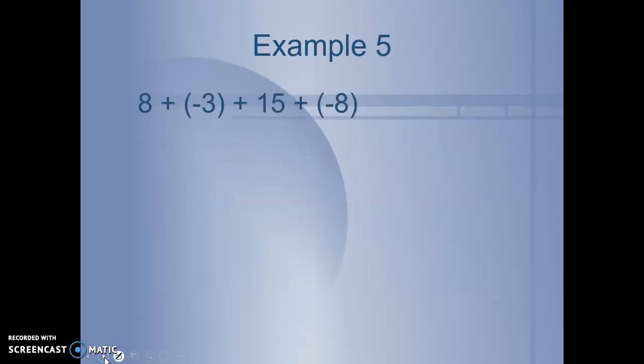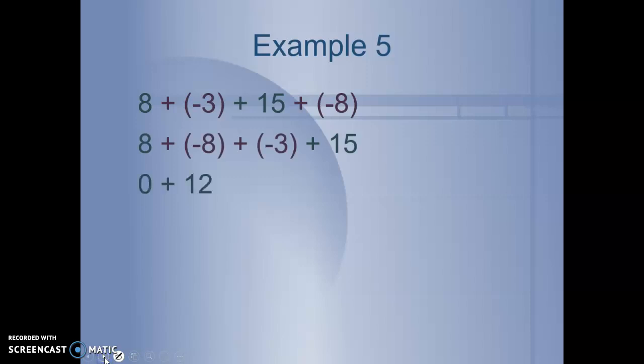Here's another example to try on your own. Pause this video and see if you can work it out. We're going to group our negative numbers together here. Now, we said 8 and negative 8 is 0. That was one of our properties of addition, so they canceled each other out, which left us with negative 3 and 15. And thanks to our properties, we know that anything plus 0 is itself. So that answer is 12.